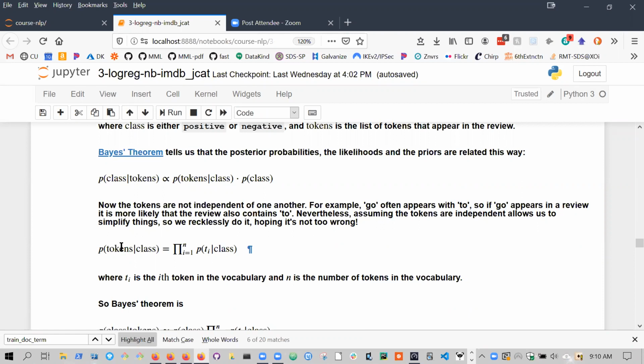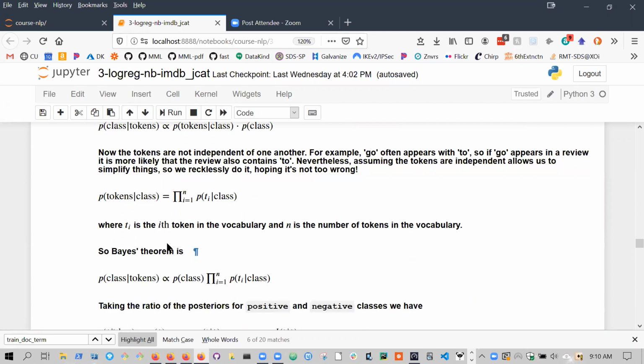The probability that a given set of tokens will be associated with a given class would be the product of the probabilities that each token gets associated with that class. So it's the product of all the token likelihoods. Here, Ti is the ith token of the vocabulary, and N is the total number of tokens of the vocabulary. So now we can write Bayes' theorem a little differently. Probability of class given tokens, we can replace this piece here with this. I've just taken this term and replaced it with this product, and there it is right there.